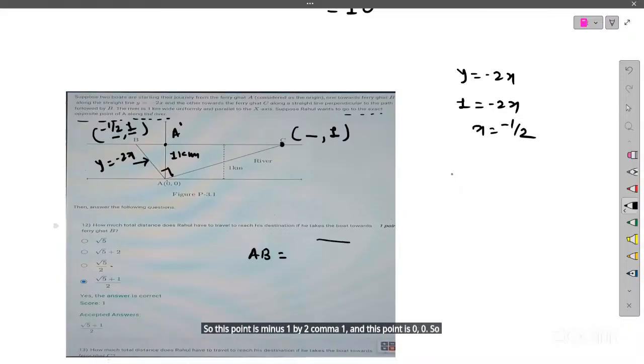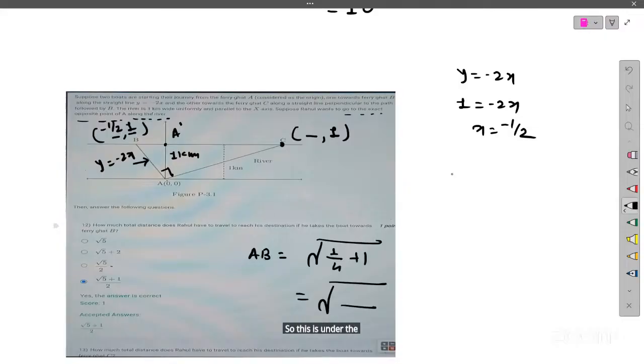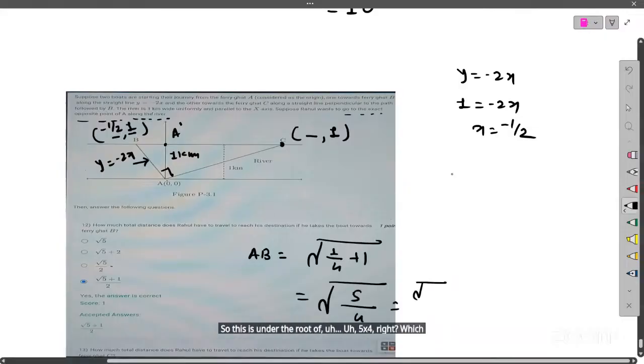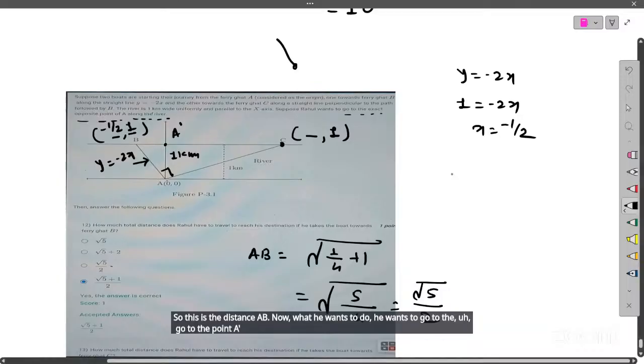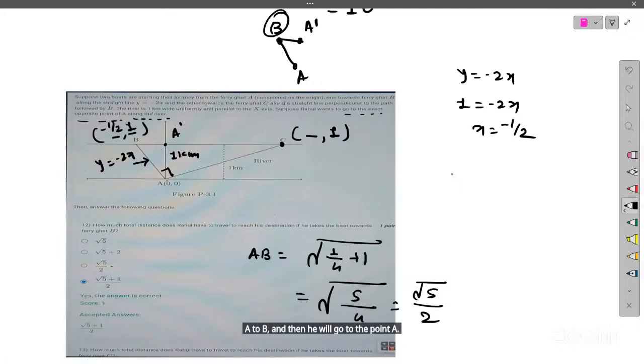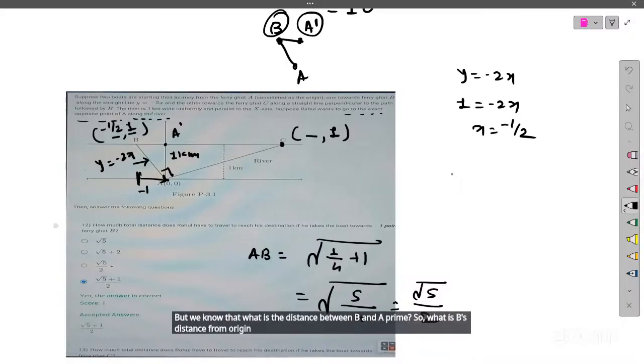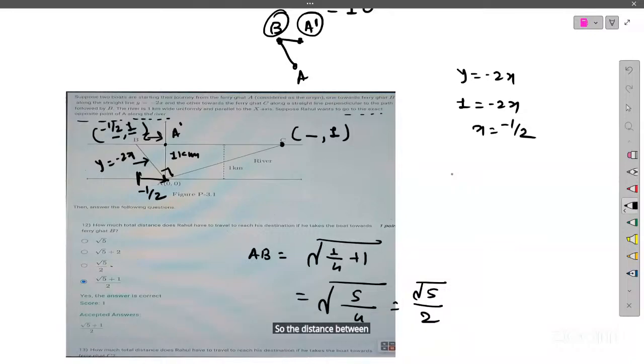So the distance AB will be under the root of minus 1 by 2 the whole square, that is 1 by 4, plus 1 square, which is 1. So this is under the root of 5 by 4, which is root 5 by 2. So this is the distance AB. Now he wants to go to the point A prime. So first he will travel this distance A to B and then he will go to the point A prime. Now we need to find the distance between B and A prime. B's distance from the origin is minus 1 by 2, so the same distance he will travel over here too. So the distance between B and A prime is 1 by 2.